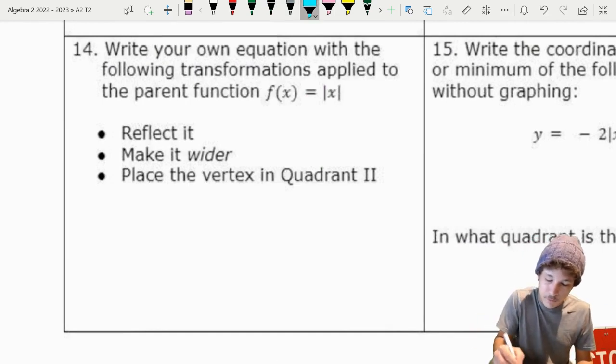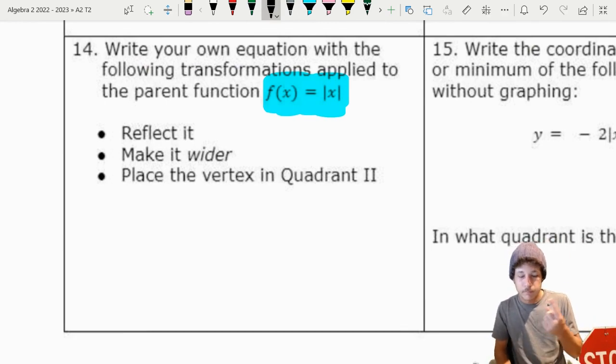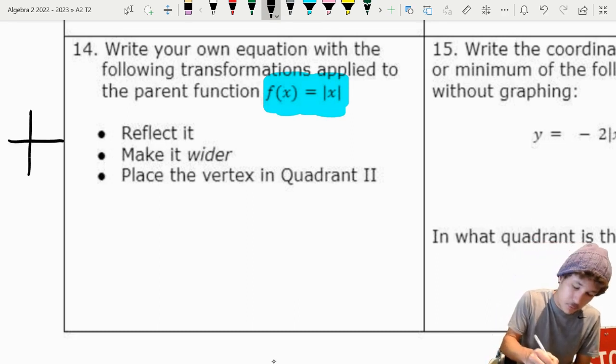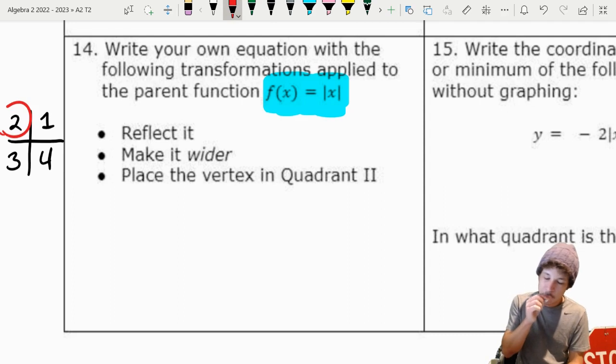Okay, we start with the parent function. Okay, we want to reflect it, make it wider, and place the vertex in quadrant 2. Let's just remember really quick, because it's easy to forget this. 1, 2, 3, and 4. So we're looking for something in quadrant 2. That's going to tell me something about my vertex.